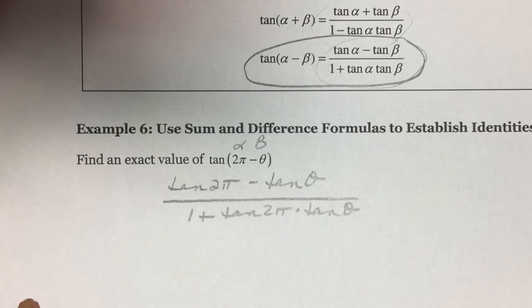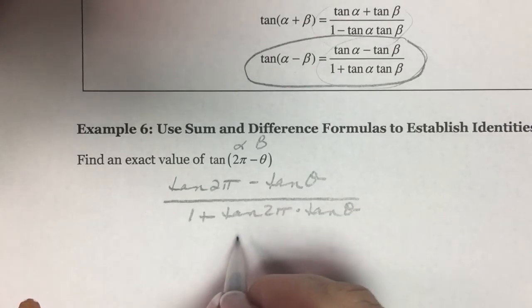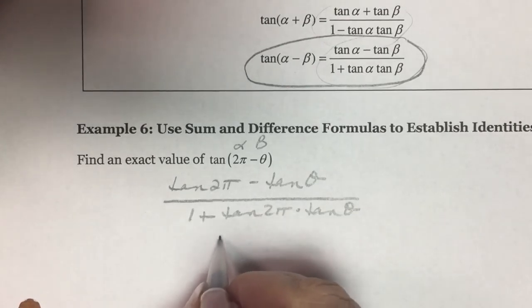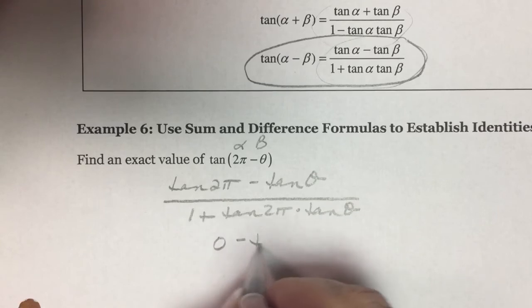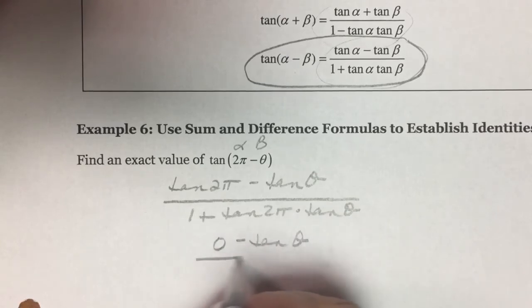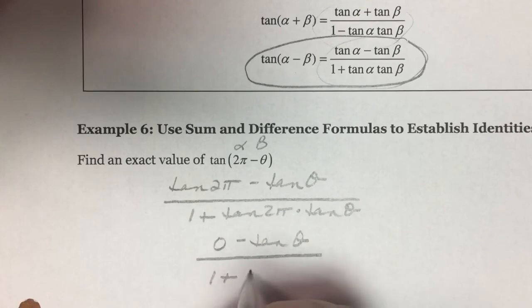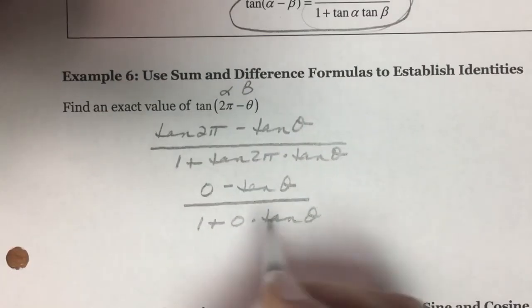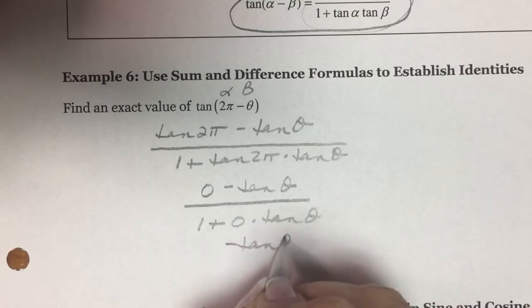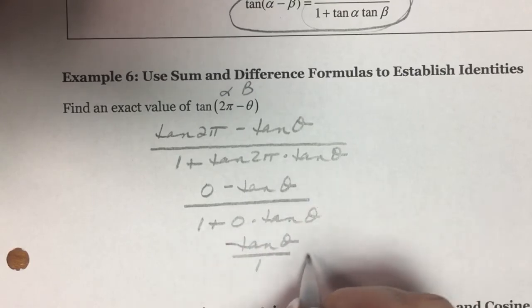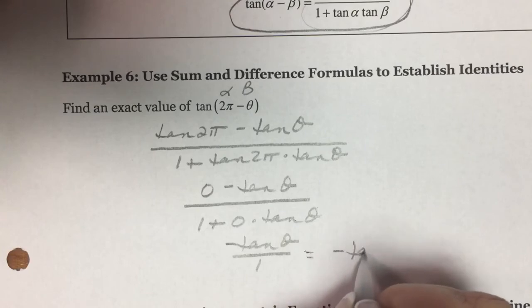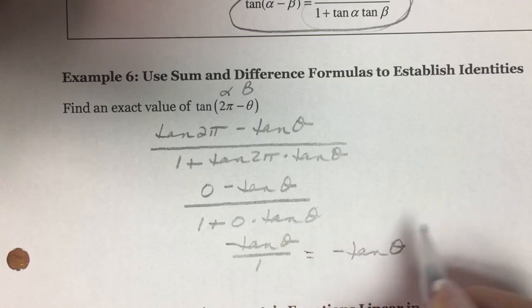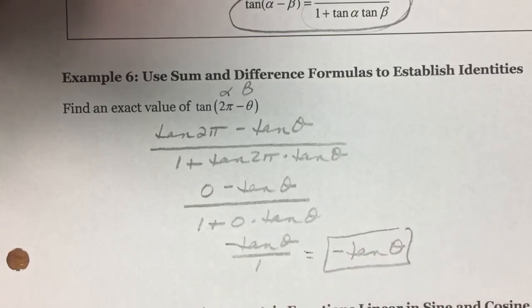Well, let's figure that out. What's the tangent of 2 pi? Well, it's the same thing as the tangent of 0, which is 0, minus tangent theta, all over 1 plus 0 times tangent theta. So that's negative tan theta over 1, which is obviously just negative tan theta. So we've simplified that.